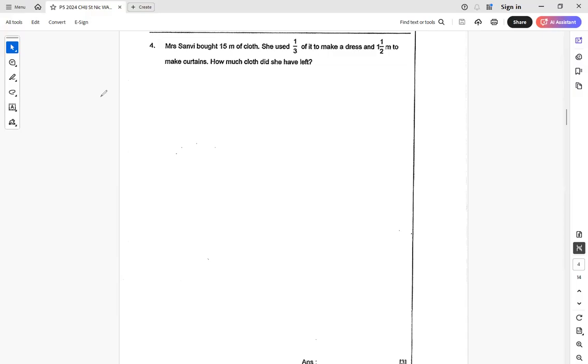Mrs. Sanvi bought 15 meters of cloth. She used 1/3 of it to make a dress and 1.5 meters to make curtains. How much cloth did she have left? Okay, so take note for this question, total cloth is 15 meters. She used 1/3 of it. This 1/3 of it refers to the 15 meters of cloth. And she used another 1.5 meters to make curtains. So take note, the fraction is a fraction of the 15 meters, whereas this 1.5 meters is the exact length used to make the curtains. So we have to find how much is left.